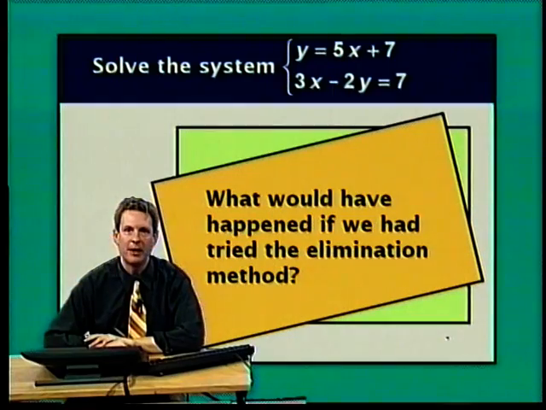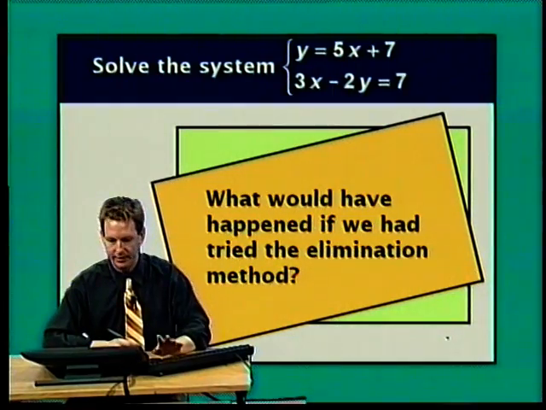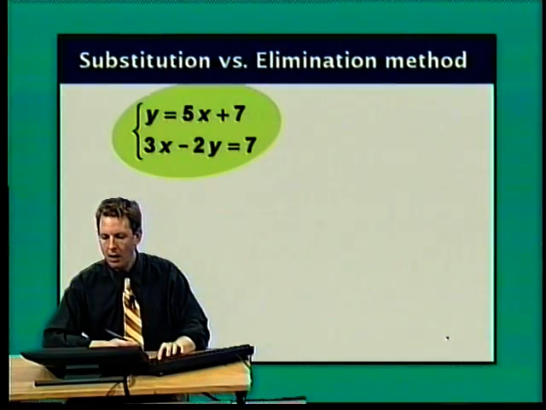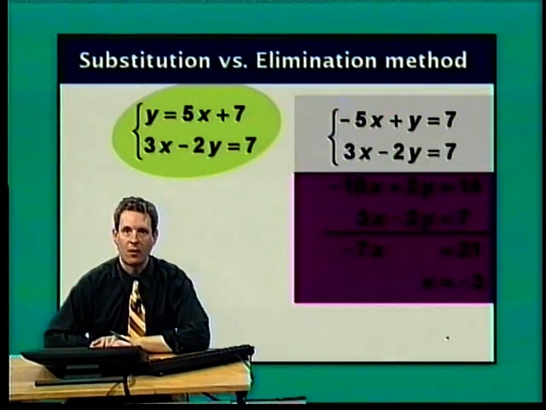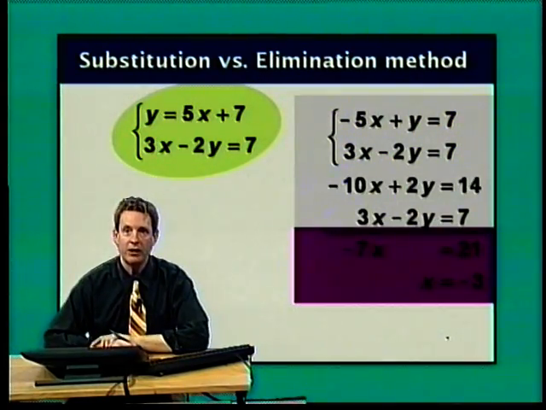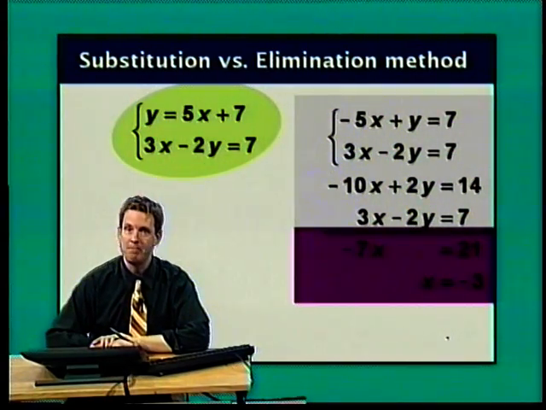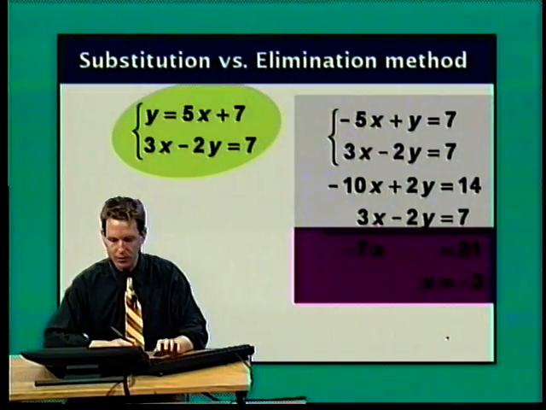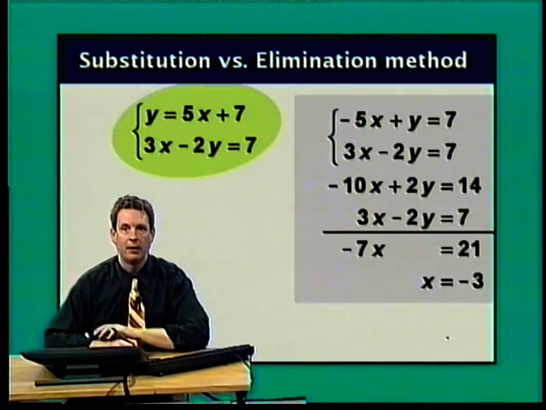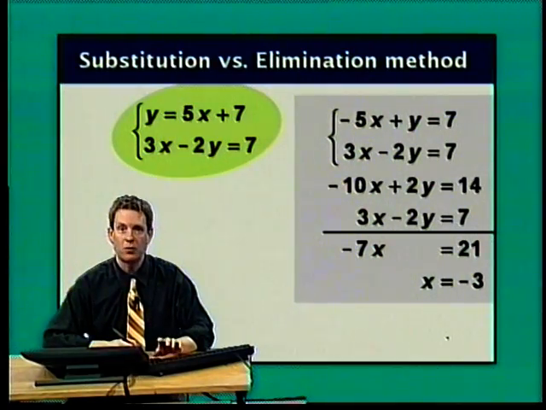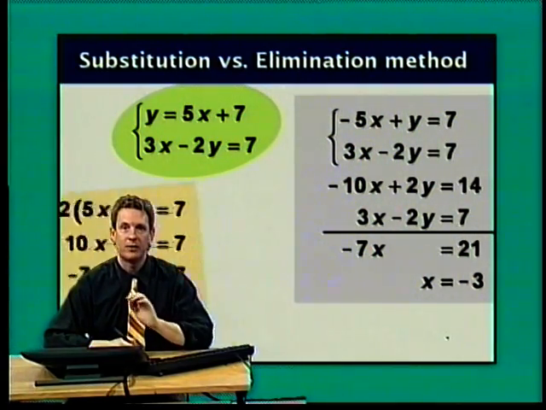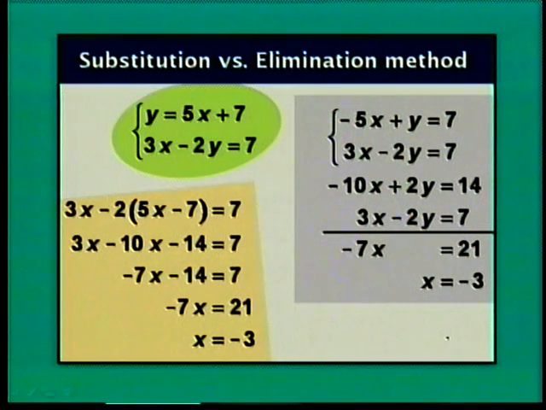Now, what would have happened if we had tried the elimination method? Well, the first thing we would have to do is write the first equation in standard form. And then we could create a common but opposite coefficient on y by multiplying both sides of the first equation by 2. We'd add them up, and that would give us x equals negative 3. Compare that to the work we did to find x equals negative 3 using the substitution method. It looks like a pretty equal amount of work to me.